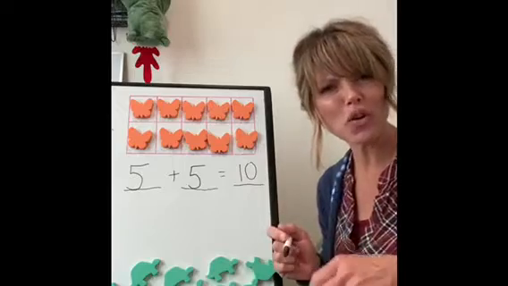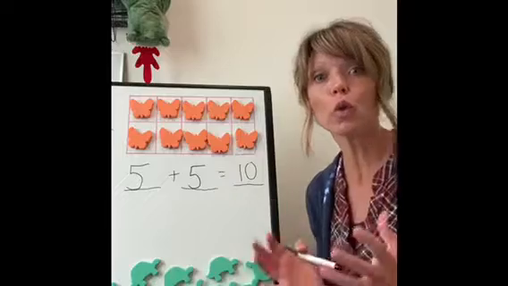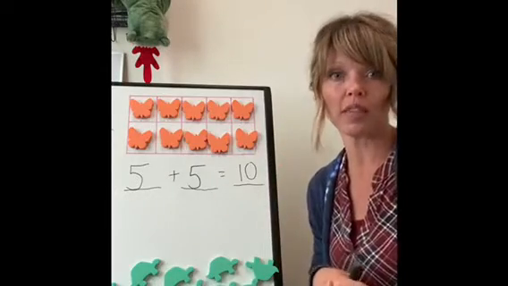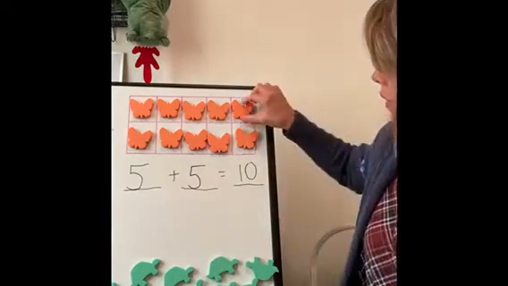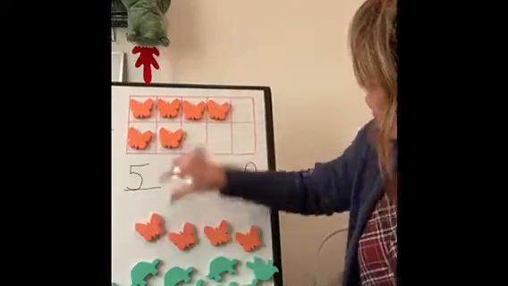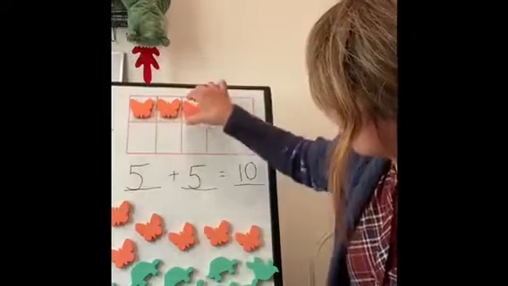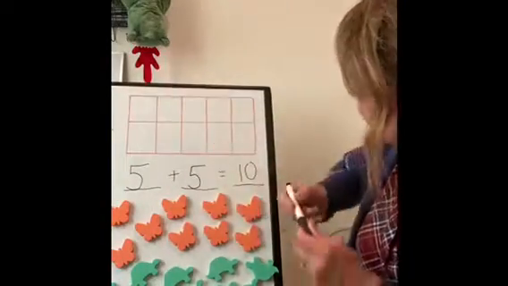You guys are getting so good at this. And I will tell you that our 10 frame is the best tool to use for this, because we know that when it's full, we have 10. So it really helps us see how many more we need to make 10. All right, let's get rid of these butterflies, put them back where they belong. And oops, oh my goodness, these poor butterflies just keep falling. All right, let me erase my numbers in my number sentence.